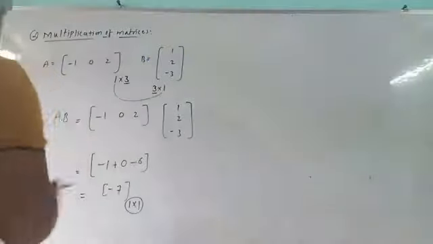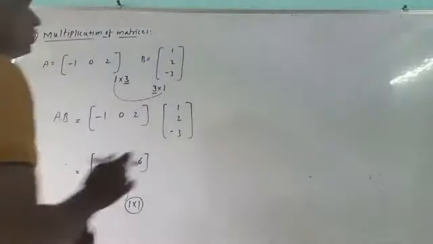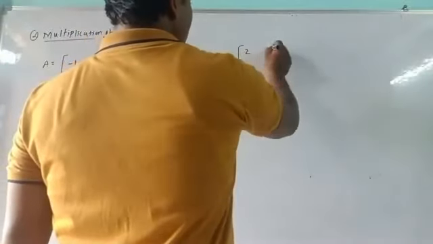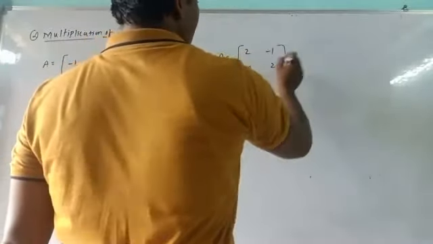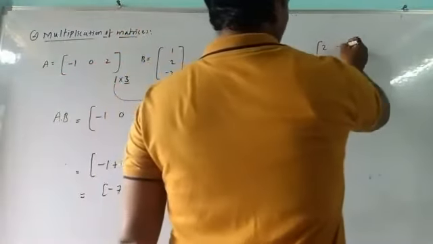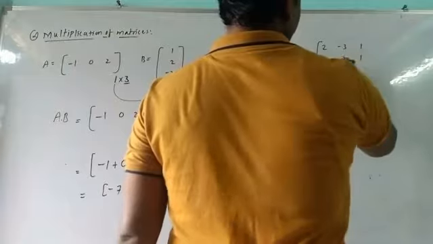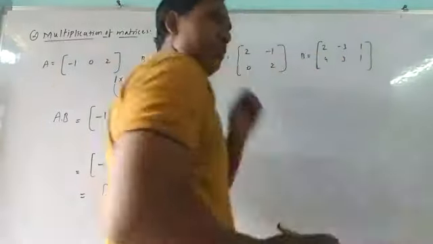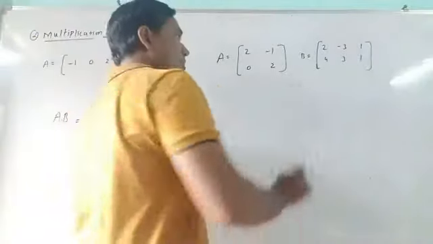Suppose there is a matrix A equal to 2, -1, 0, 2, and there is a matrix B equal to 2, -3, 1, 4, 3, 1, like that. That is sufficient. Now what do we have to observe here?